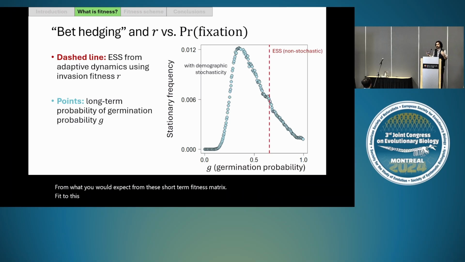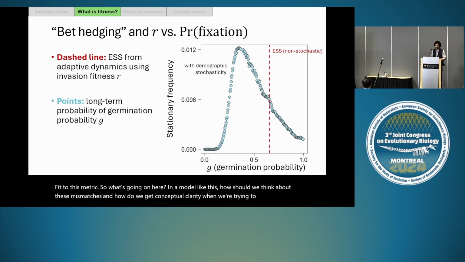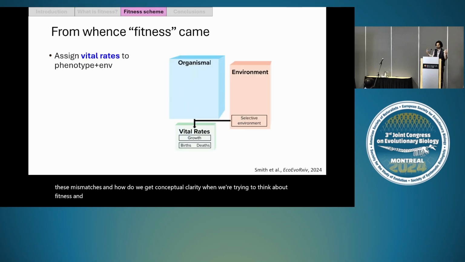So what's going on here in a model like this? How should we think about these mismatches, and how do we get conceptual clarity when we're trying to think about fitness? And so I'm going to now present how we conceptualize fitness.